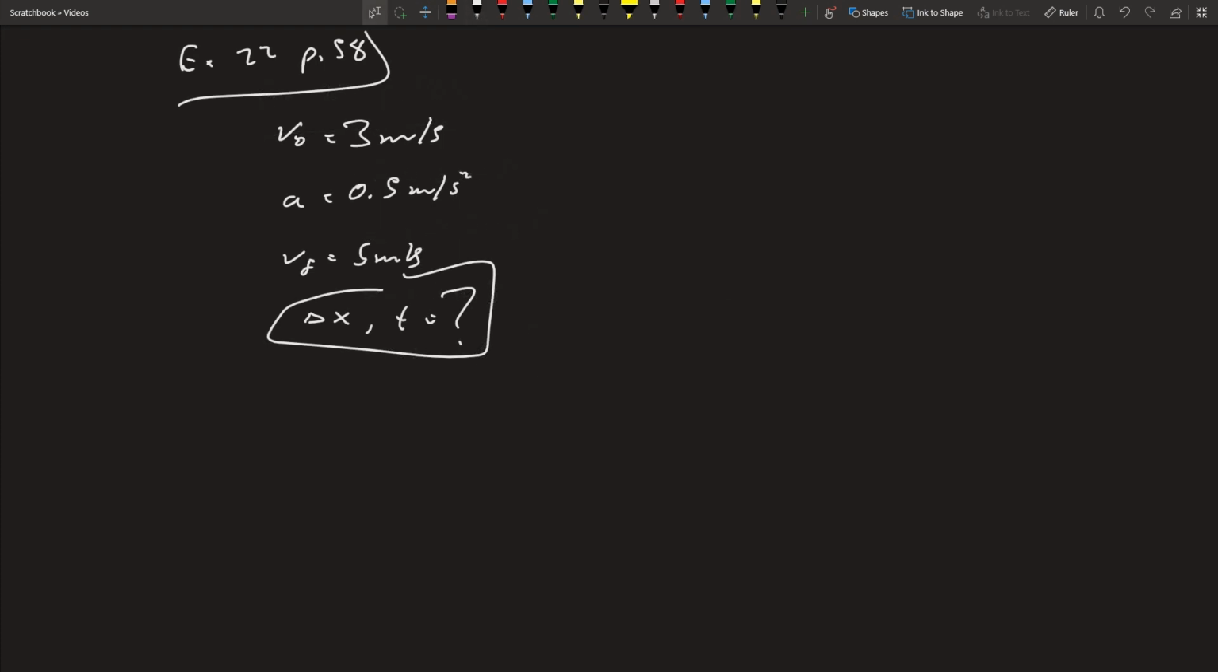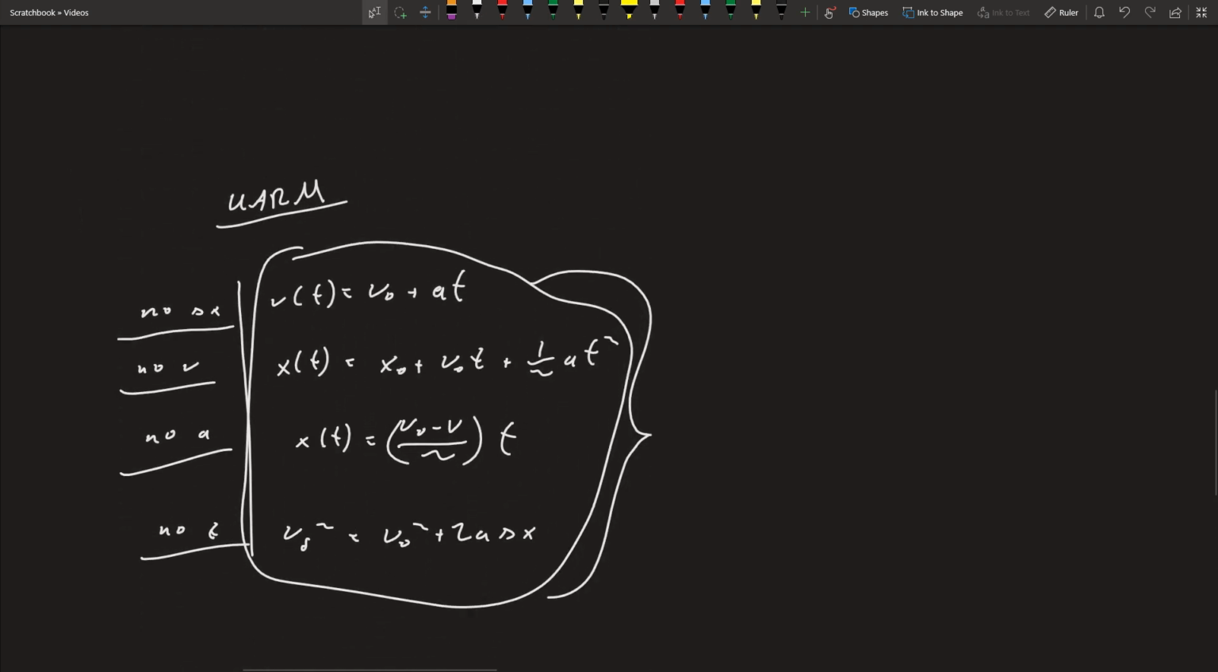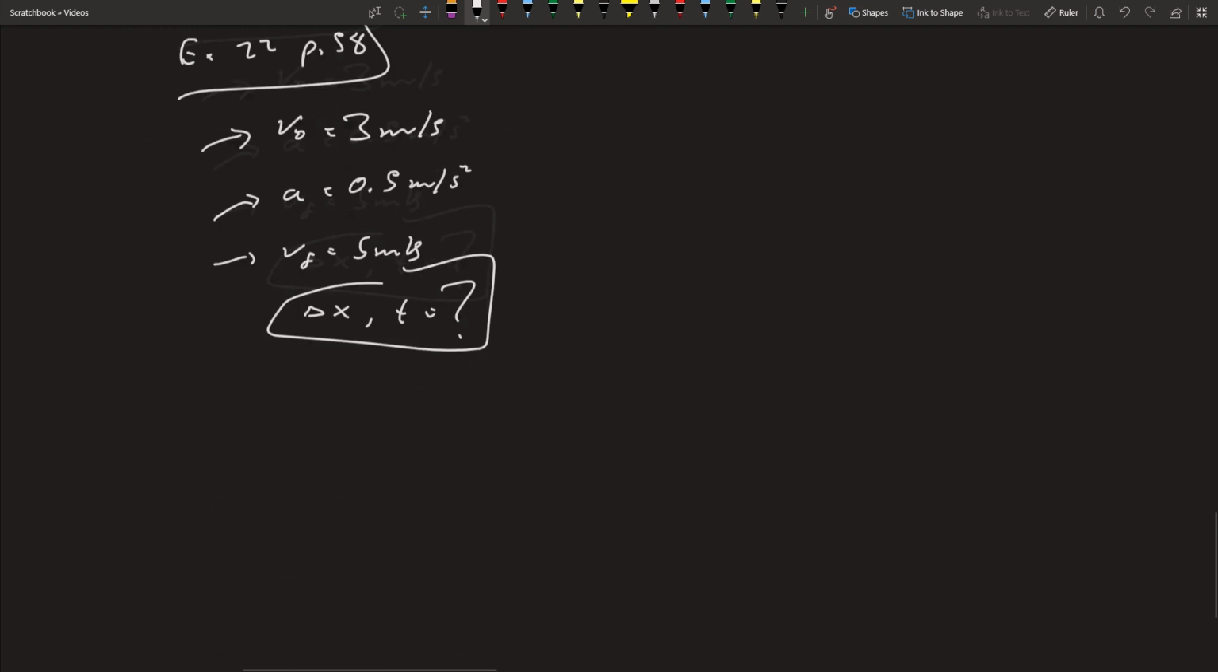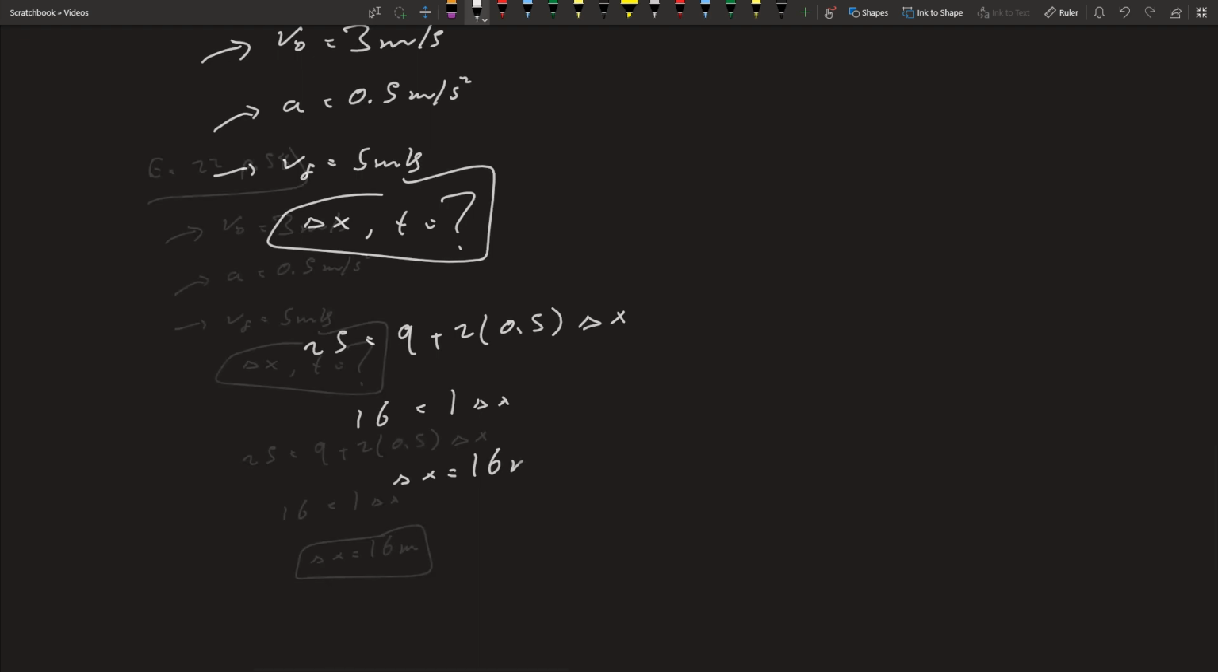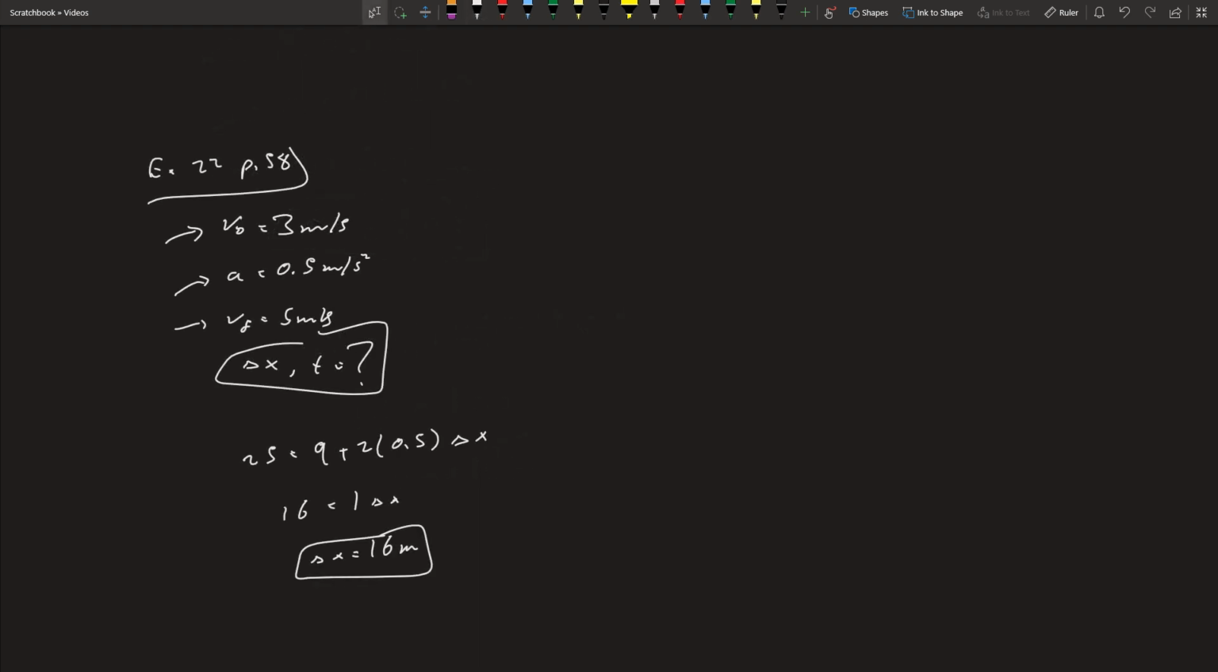We want to find the displacement from the velocities and the acceleration. There is no time involved, so which one do we choose? We choose this one over here. So v final squared, 5 squared, which is 25, is equal to v initial squared, which is 9, plus 2 times acceleration 0.5, times delta x. 25 minus 9 is 16, is equal to 1 times delta x, so delta x is equal to 16 meters.